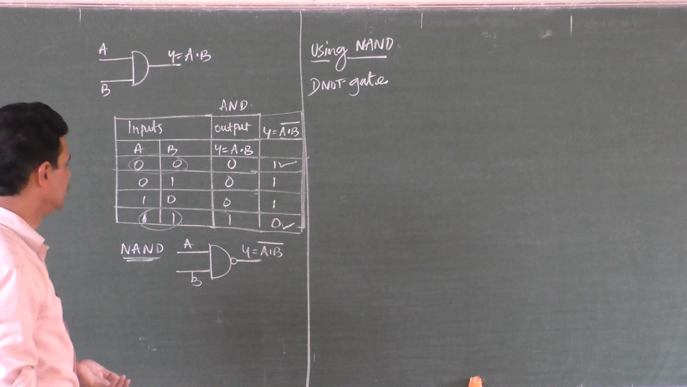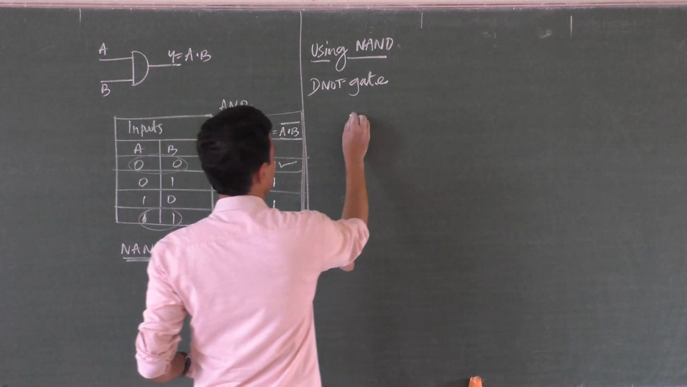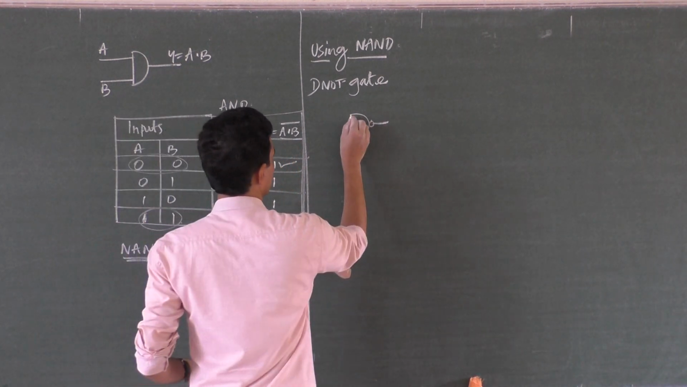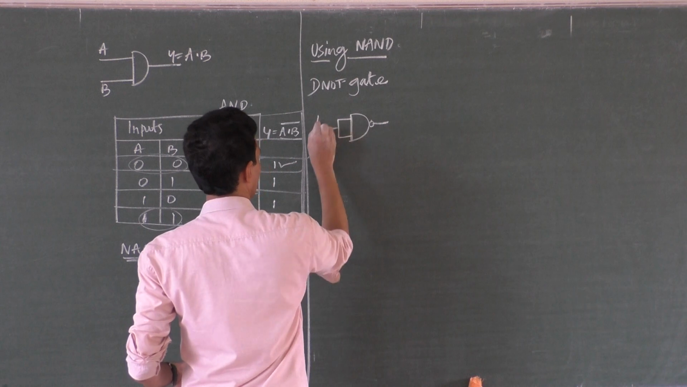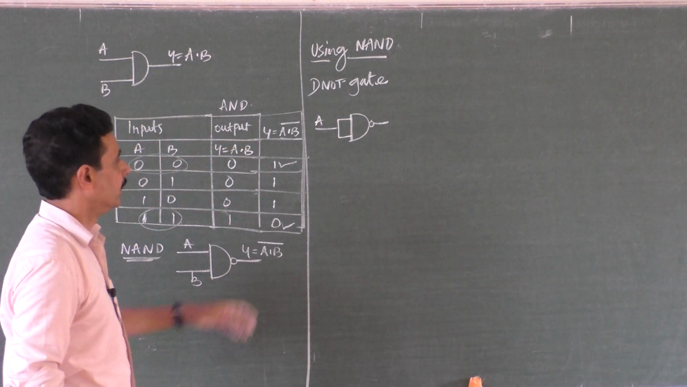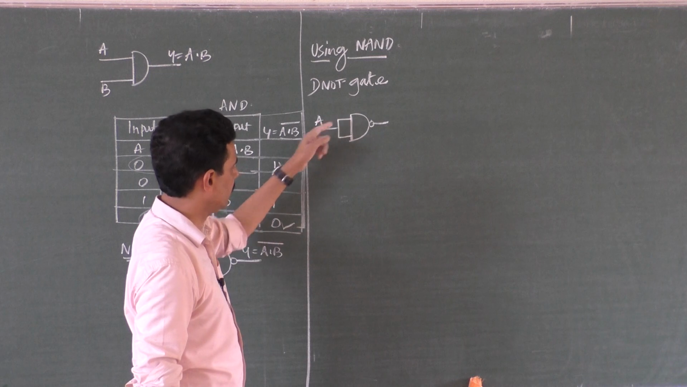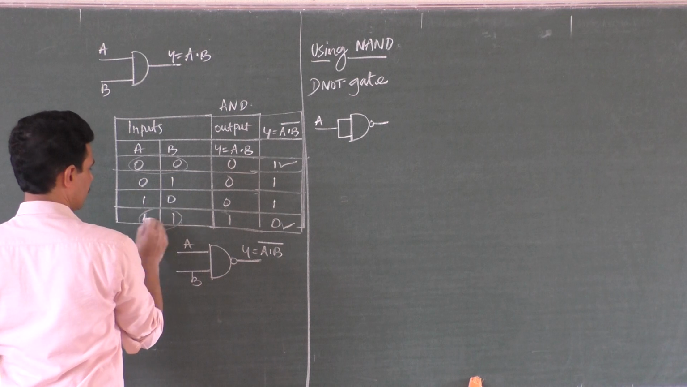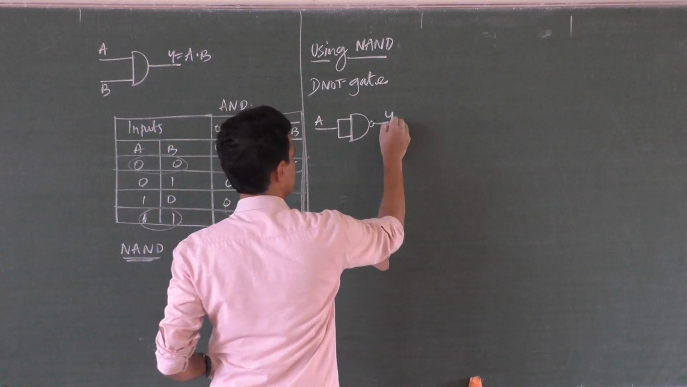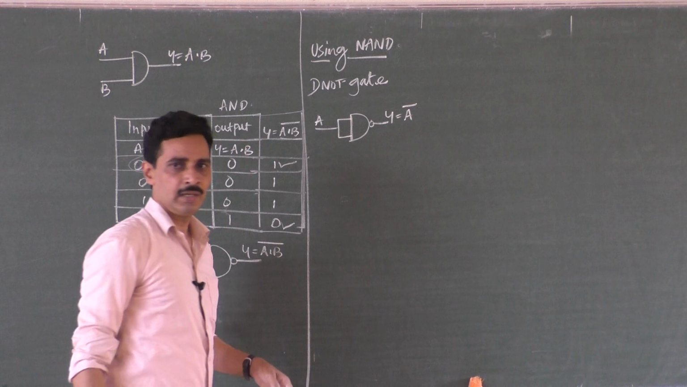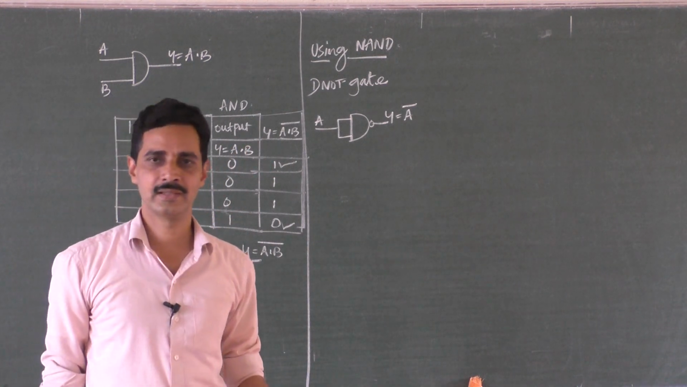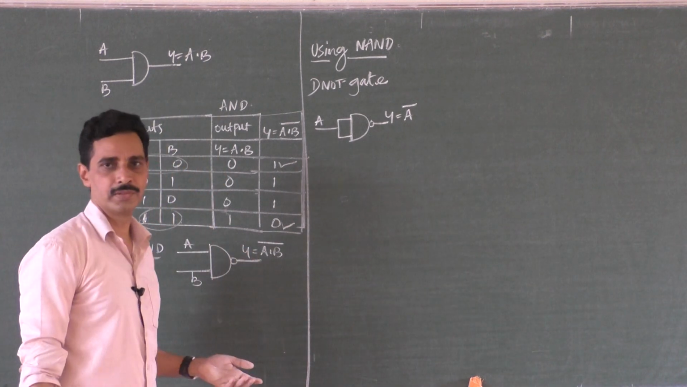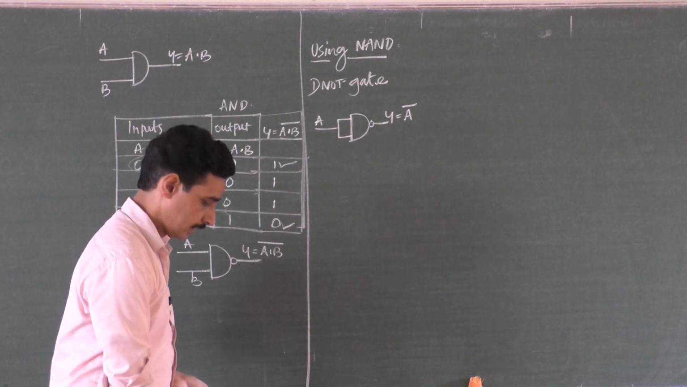What you have to do? Tie the inputs of NAND gate. When you tie the inputs of NAND gate, NAND means you should have a bubble here. Tie the inputs like this. So you can have only one input now, A. Because if you give 0, both will get 0. If you give 1, both will get 1. But when both are zeros, output is opposite. So shall I write Y is equal to A bar? If we tie the inputs of NAND gates, you will get an output which is the input complemented. You got it?